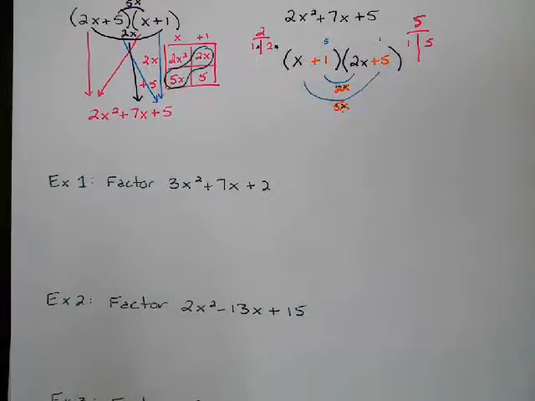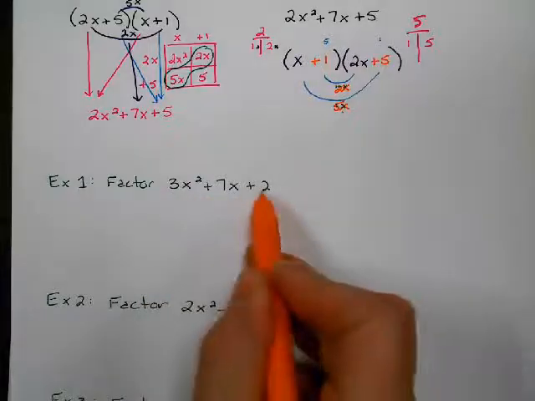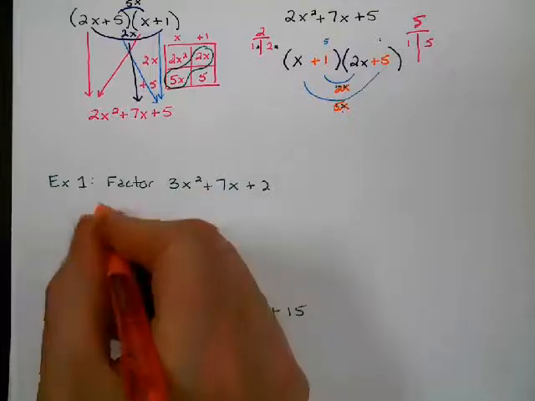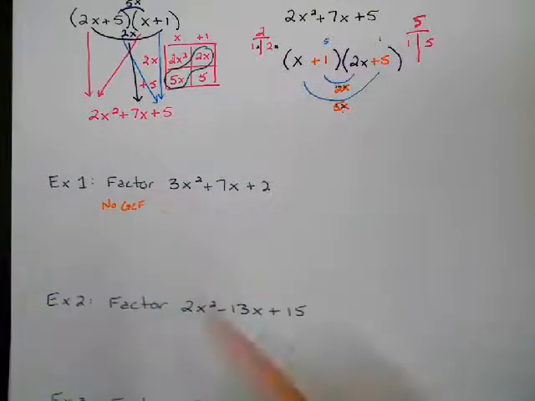All right, so here we go, number 1. The first thing that I want you to do on every single problem is ask yourself if there is a GCF. Remember GCF, that's where they had a number that will go into all of them. So first thing I'm going to look at is 3, 7, 2. Is there a GCF there other than 1? No. So there's no GCF. Good. I don't want GCFs. So there's no GCF. Okay, next step.